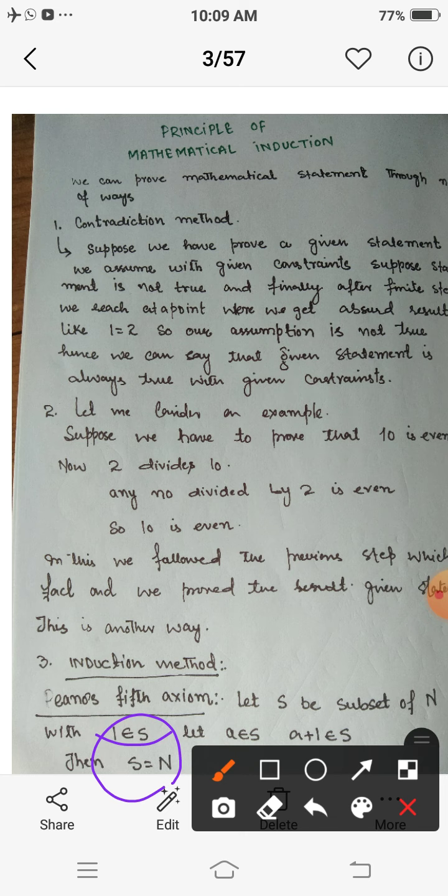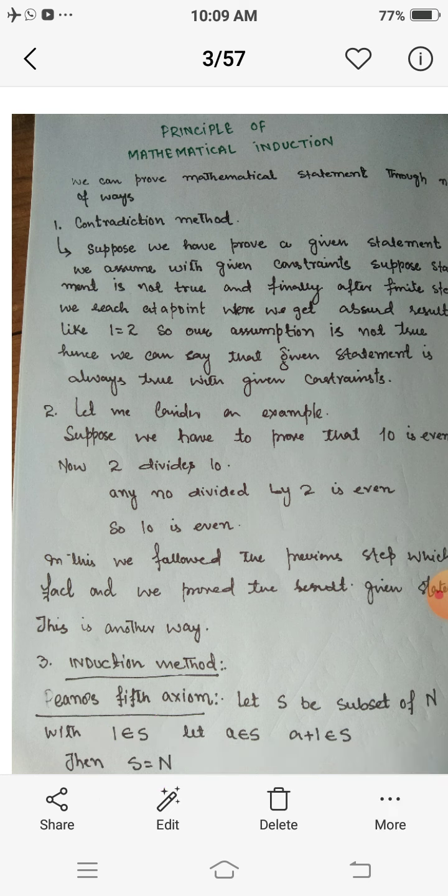So this means that this is not a proper subset, this is actually an improper subset, which means this subset is in turn the set itself. This is Peano's fifth axiom of arithmetic, or simply you can say Peano's fifth axiom.